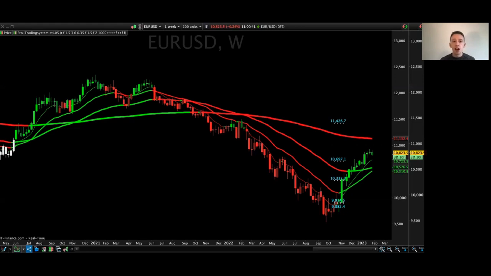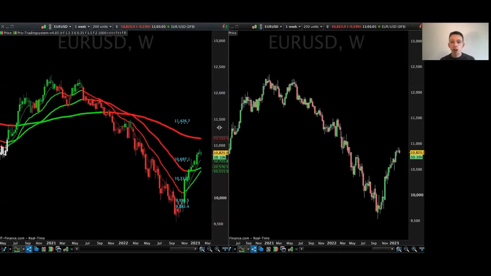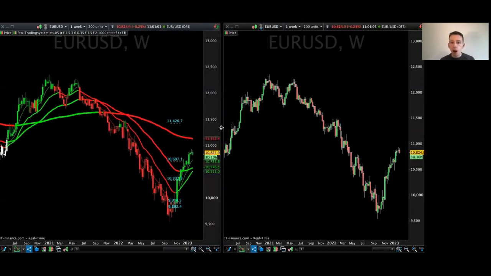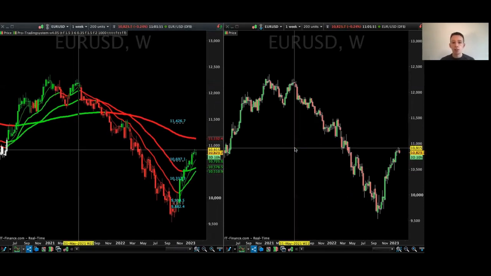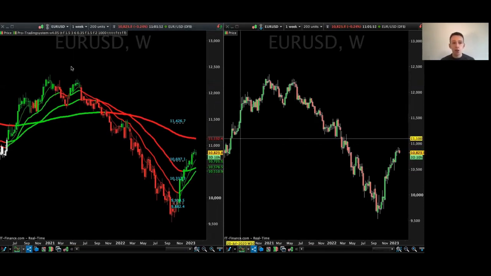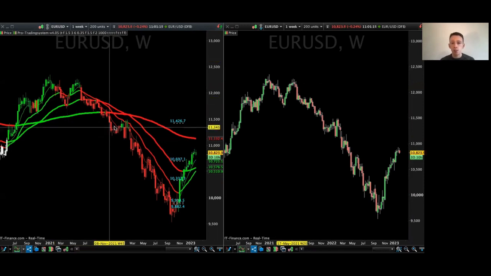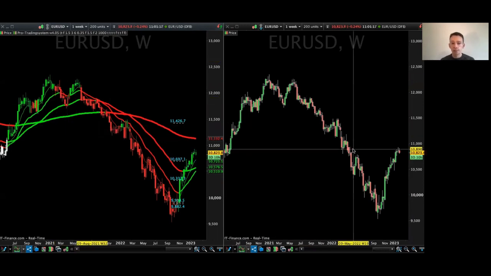So you can see here that I've got the Eurodollar chart, and the W is for the weekly. So each of these candlesticks is showing a weekly amount of data. So like Blue Peter, here's one I made earlier. I've got exactly the same chart here, showing exactly the same market over the same time frame, but without the Pro Trading System software on it. So you can see here on the left is with the Pro Trading System, and on the right is without.